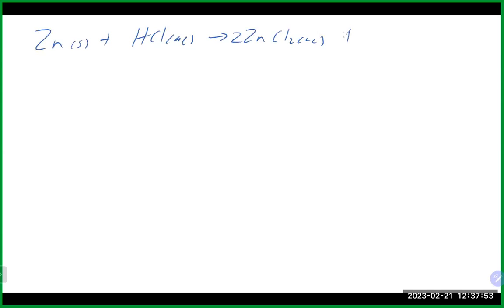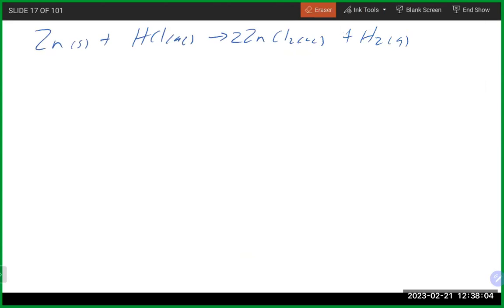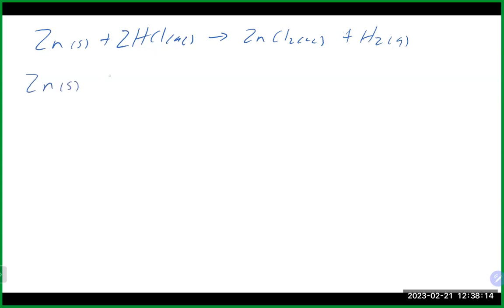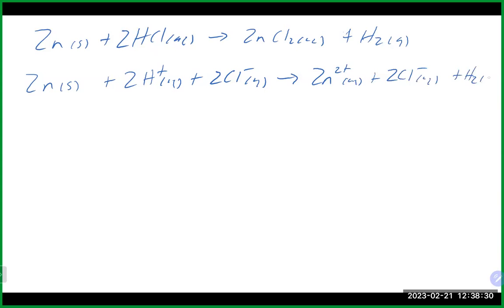Throw an extra 2 in for free, I think, here. That was where I wanted to put my 2. So if we broke this apart into our total ionic equation, it will look like this. That 2 gets distributed to our hydrochloric acid, to each of them. This will break apart. This 2 will come to the front here, and the H2 will stay together because it's a gas.